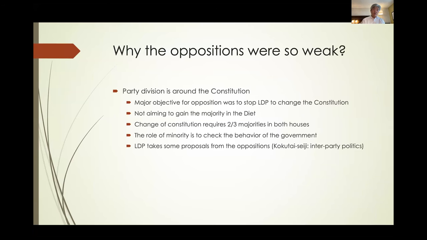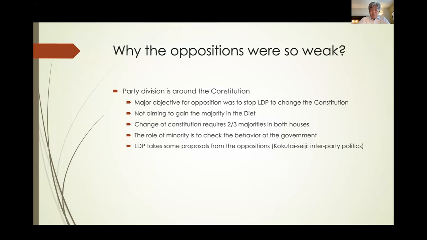But the LDP is also paying attention to this attitude of the opposition. So often they make concessions to the opposition so that there will be a balance, and make sure that some of the ideas of the opposition parties will be integrated into the government policies. And in doing that, the opposition remains very weak. It is very difficult for the opposition to take over power.